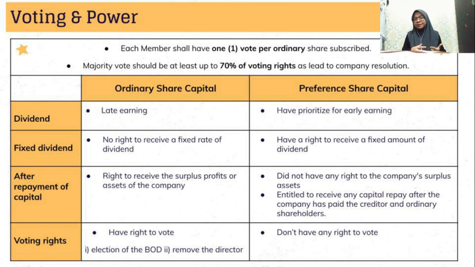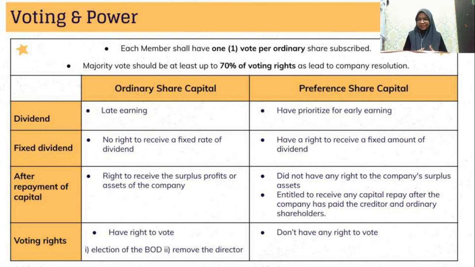The next difference is the fixed dividend. Ordinary share capital does not have any right to receive a fixed rate of dividend, while preference share capital has the right. In terms of after repayment of capital, ordinary share capital has a right to receive profit or assets of the company, while preference share capital does not have any right to receive any company surplus assets except after the company has repaid all the creditors and ordinary shareholders, then the preference share capital will get, if any.